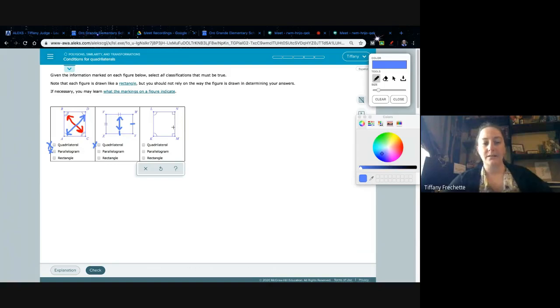All right. And then I have two 90s here, and I have no markings really to show me that this is a parallelogram. But I have one 90 and another 90, and then these two are congruent.